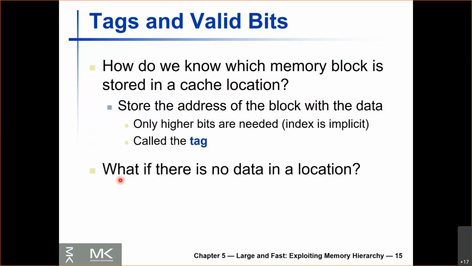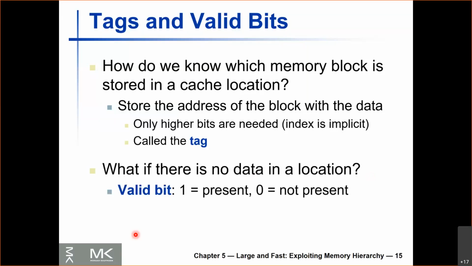And the other question was, what if there is no data in a location? How do we identify if there is data or there's no data? We're also going to have a valid bit, and the valid bit is going to be set to 1 if data is present, and it's going to be set to 0 if data is not present. And initially, when our program begins, the valid bit is initially going to be 0 because initially we're not going to have any data in the cache.